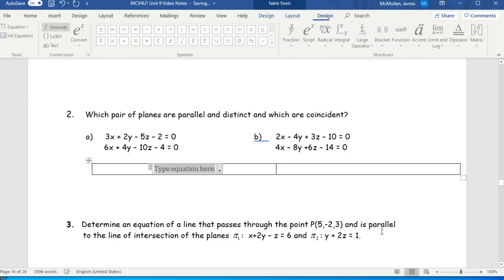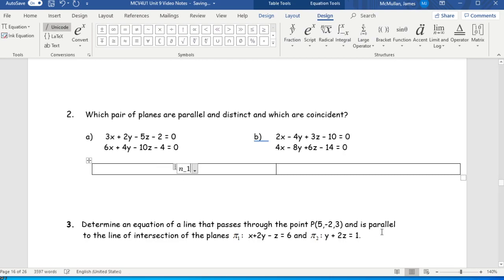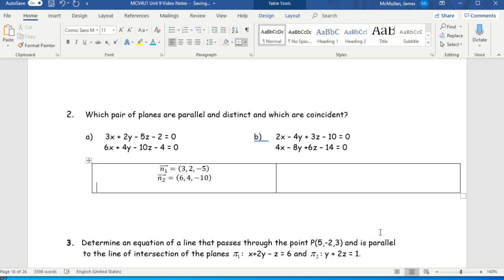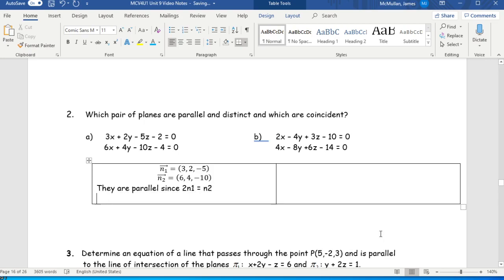Okay, direction vector number 1. So normal 1 vector is 3, 2, negative 5. The normal number 2 is 6, 4, negative 10. And you can easily see that they are parallel, since 2n1 equals n2. Now the question is, are they in fact the same or not?